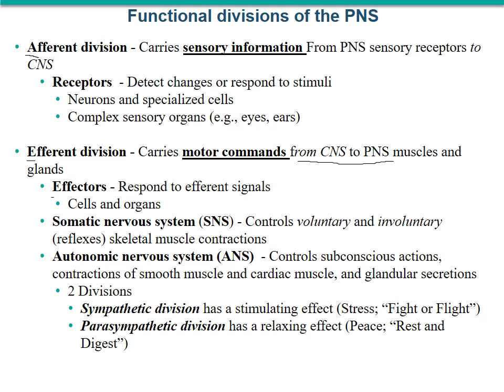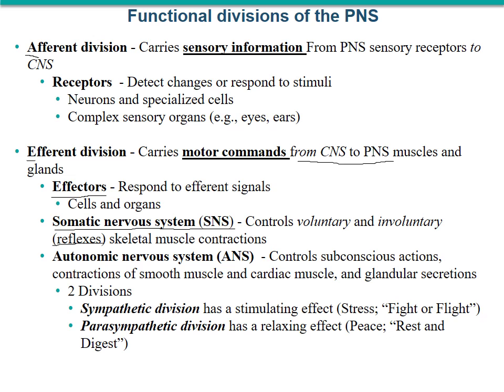The effectors that are at the end of the efferent division respond to different kinds of signals. These are cells, these are organs, these are structures in the body that are able to carry out tasks given proper instruction. We talked about the somatic nervous system being responsible for controlling voluntary and involuntary, i.e. reflexes, of skeletal muscles. We'll talk a little bit more about reflexes later.